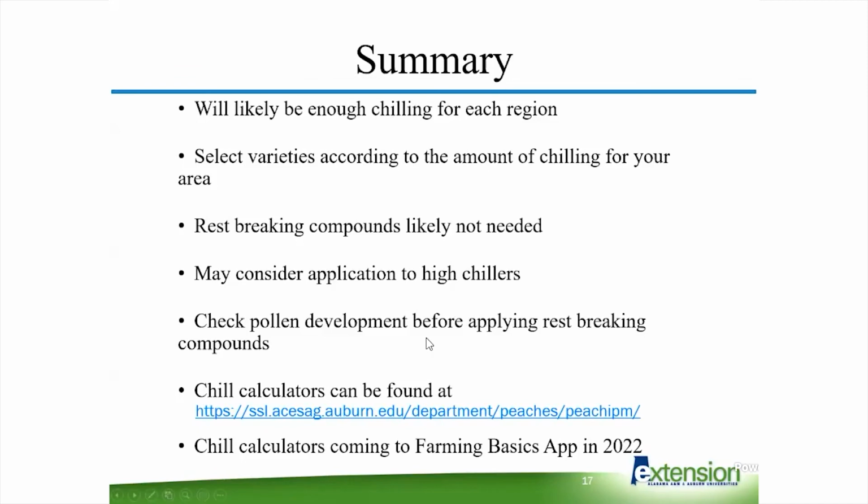This year, applying rest-breaking compounds is really not needed unless you want to apply it to some of the high chillers like the Fall Fridays varieties. Some of those have a well over 1,200 chill hour accumulation requirement, so you may want to apply it to those. And if you're going to apply it, be sure to check your pollen development. If your pollen and your buds are very well developed, then it's probably not a good idea to apply it.